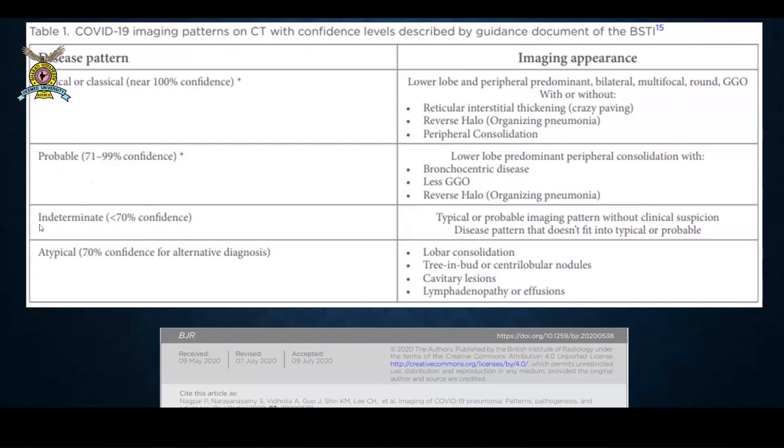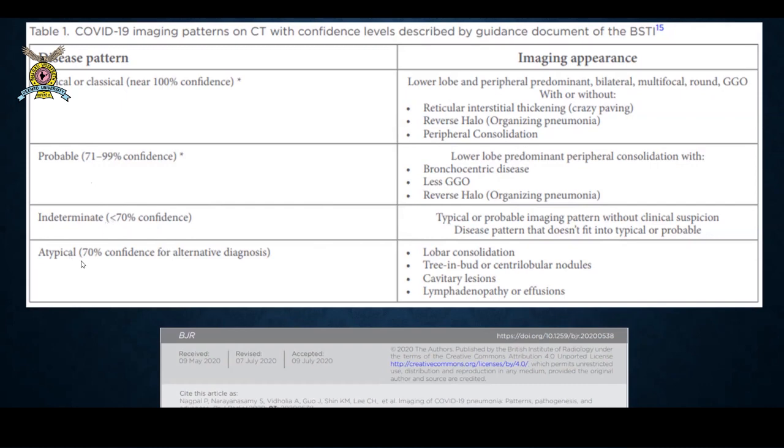The third group is the indeterminate group, or equivocal group, where the confidence level is less than 70%, and you will see a disease pattern that does not typically fit into the classical pattern or the probable pattern. Or if you see the typical or probable radiological pattern, but the clinical findings do not support the diagnosis of COVID-19 disease. So this is the indeterminate group, or the equivocal group.